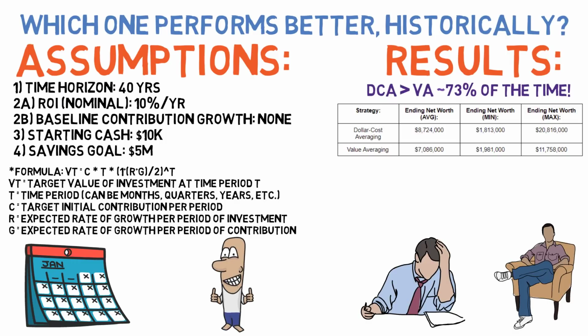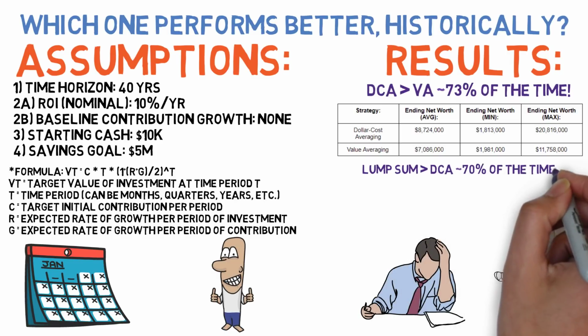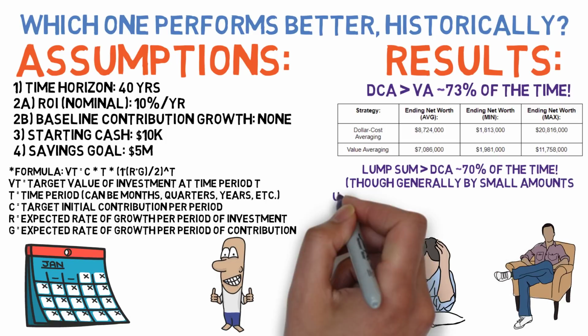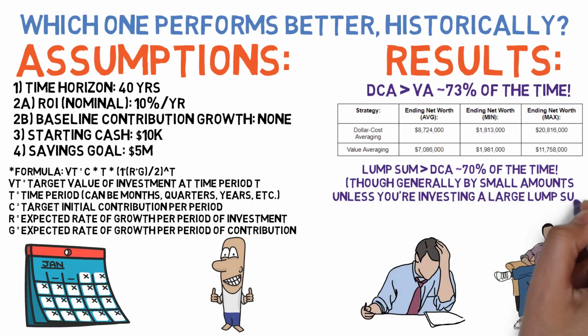But I didn't stop there. I also ran the simulations using a third option where a hypothetical investor simply dumped their entire lump sum of cash into the markets right away and then invested consistently, just like he would for dollar cost averaging for the rest of the simulation. And in terms of performance, that ended up beating our dollar cost averaging approach in roughly 70% of cases, regardless of the assumptions used. Though it usually wasn't by a huge margin unless I was using a really large startup cash assumption.